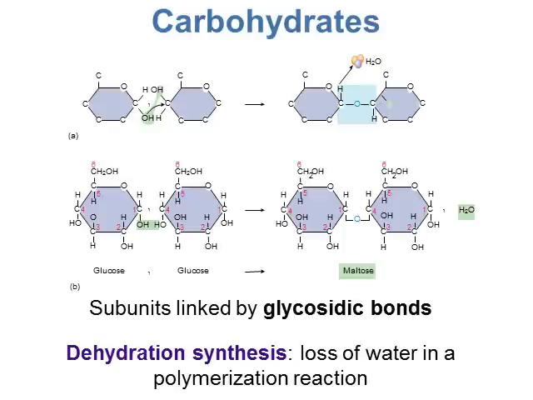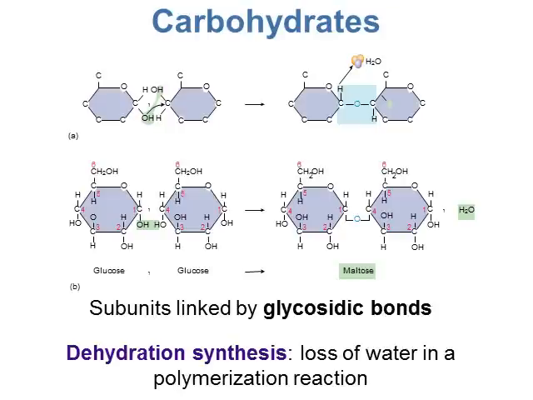In order to get a disaccharide or polysaccharide, we need to join 2 or more saccharides together. So these subunits, these monomers, we're going to bind them together using a dehydration synthesis. So basically we're going to remove a water molecule, and that's going to allow these 2 saccharides to join together. And the bond that forms between the 2 saccharides is called a glycosidic bond.